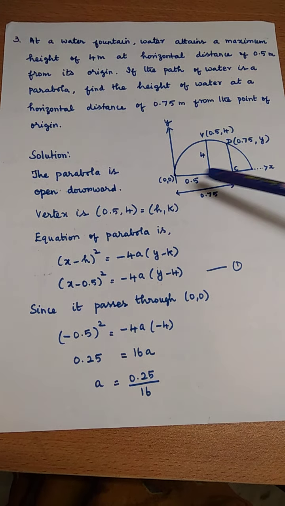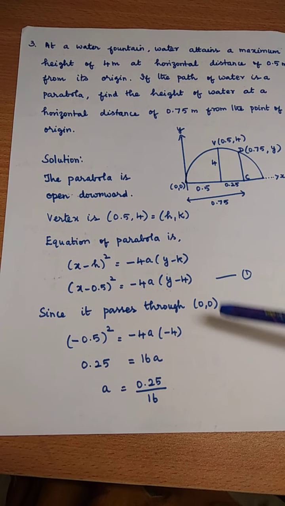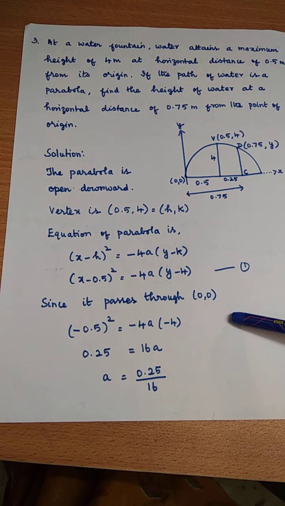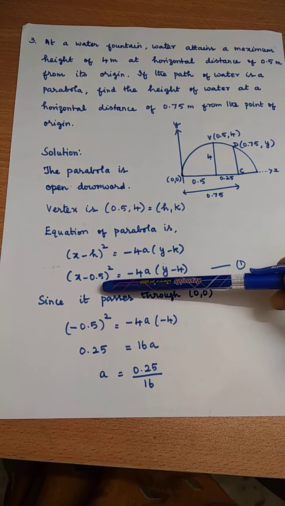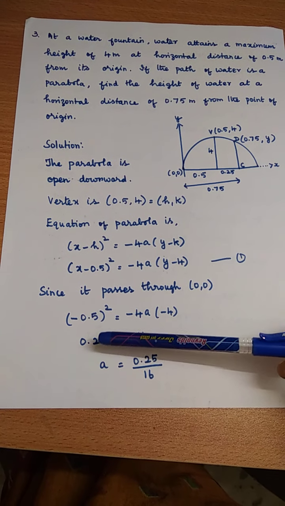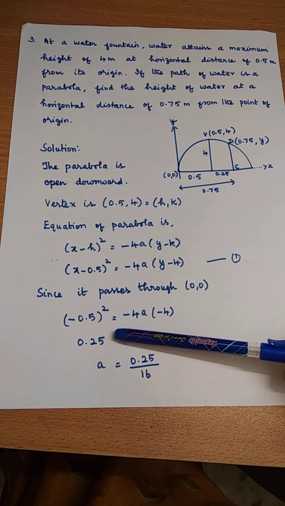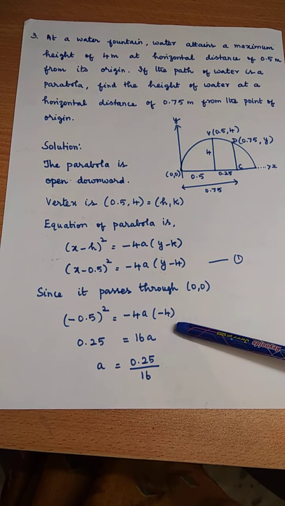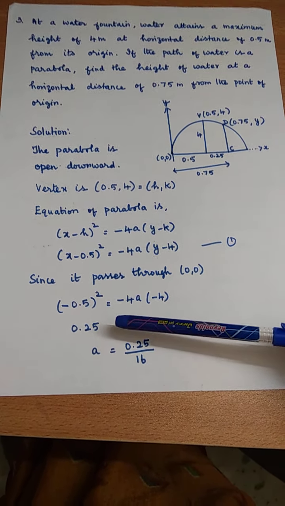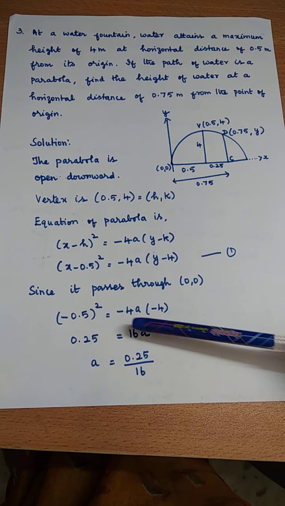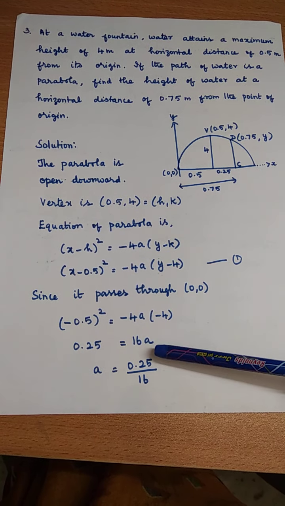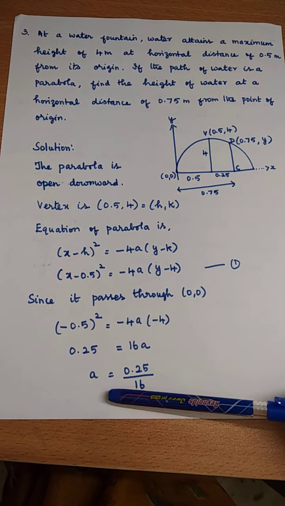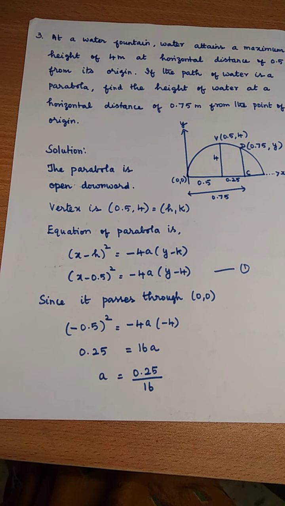This parabola passes through origin 0, 0. So substituting x and y equal to 0, 0: 0 minus 0.5, so 0.5 the whole square equal to minus 4a, 0 minus 4, minus 4. Squaring, 0.25 equal to minus into minus plus 16a, a equal to 0.25 divided by 16.